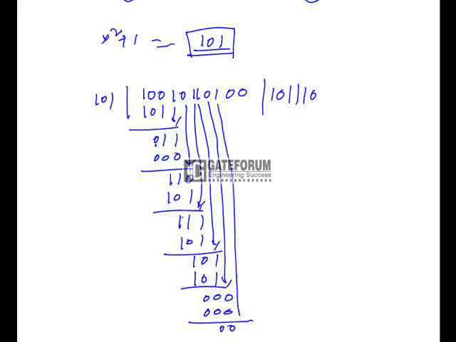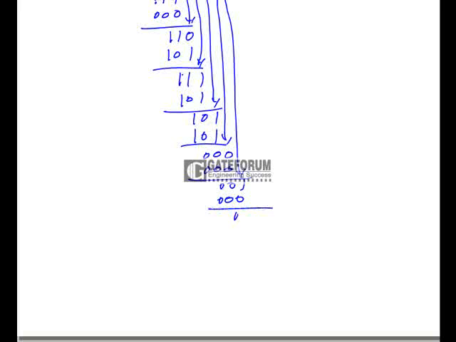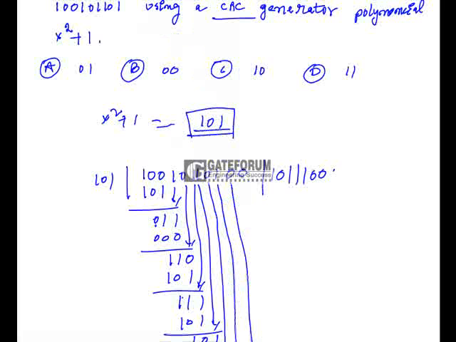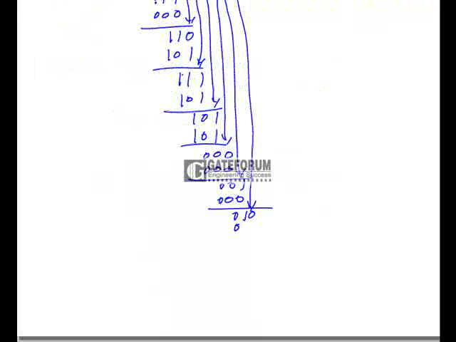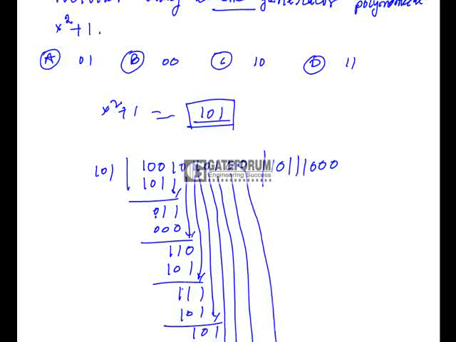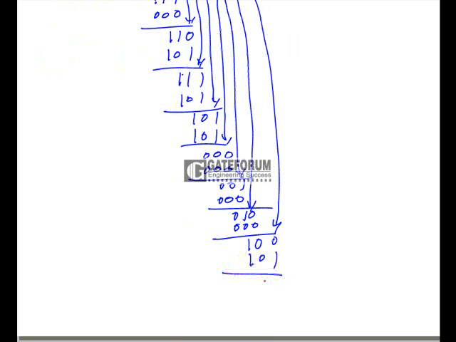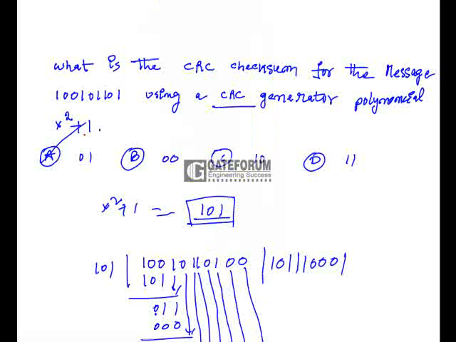This 1 you have to get down. Again with 0, then 1. Again 0, it will be 0. Again 0 1 0, again 0 you have to get down. Then with 1, again 101, you will get 01. Finally we are getting 01. 01 is the CRC remainder. So option A is the right option.